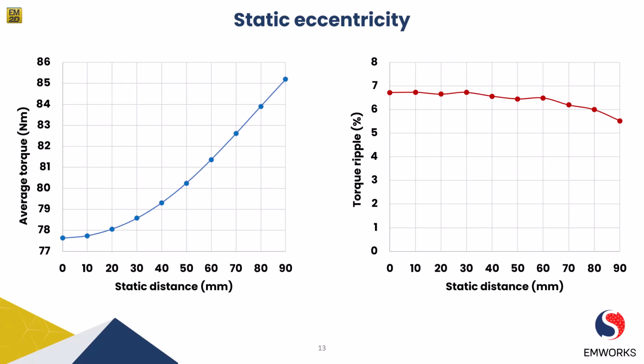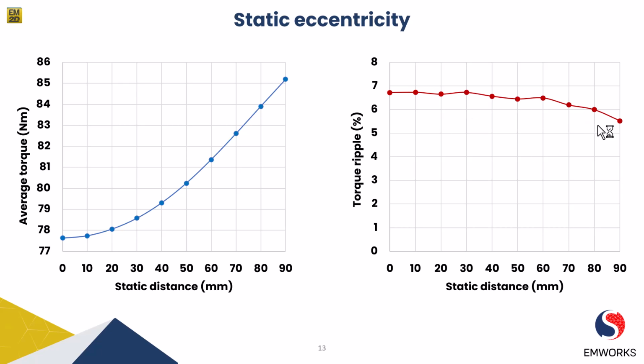Torque ripple is primarily caused by the interaction of multiple harmonics in the motor's magnetic field. When the rotor is perfectly centered, the magnetic field distribution is symmetric and the harmonics tend to cancel each other out to some extent, resulting in lower torque ripple. However, with an increase in rotor eccentricity, the magnetic field distribution becomes asymmetric. This can lead to better harmonic cancellation and reduced torque ripple, as you can see in the plot.